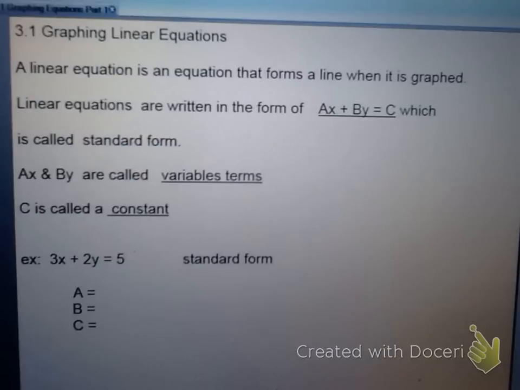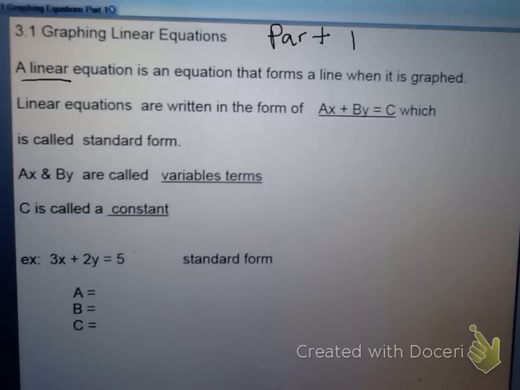This is section 3.1, Graphing Linear Equations, part 1. We're going to have 3 different parts to this, but today is part 1. A linear equation is an equation that forms a line when it is graphed. So the word line is in linear, so it makes a straight line.